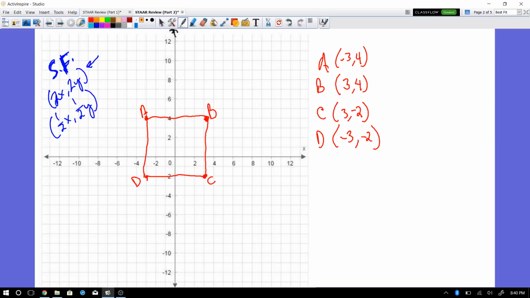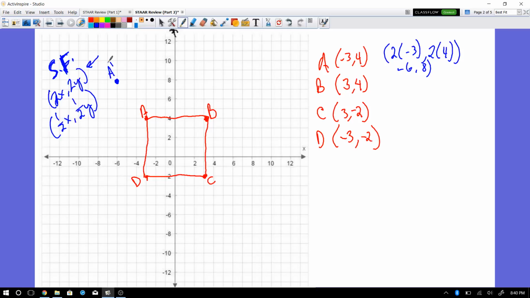We're going to make a figure that's twice the size. So you can type in -3 times 2, or you can substitute it in 2 times -3 and 2 times 4. That'll give you new coordinates of -6, 8. Let's plot that. -6, +8. So I'm going to put that as A prime.